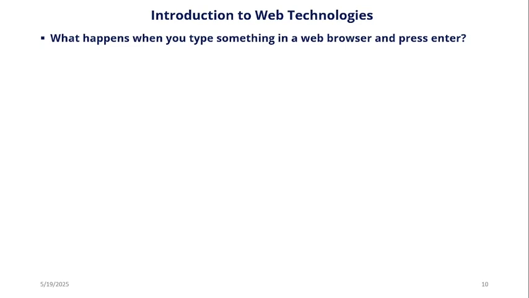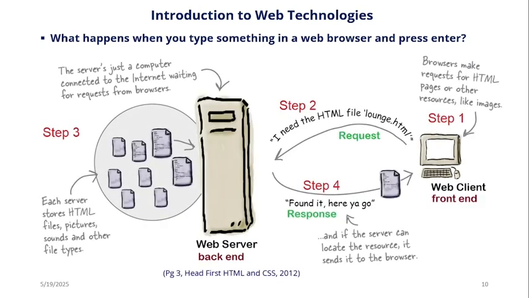So what happens when you type something in a web browser and press enter? When we say front end, we mean the front end is the same thing as the web client. You sit down with your computer or your phone or your tab, your iPad, and then you press something inside it. You want to see a video, you want to send an email, you want to go shopping.